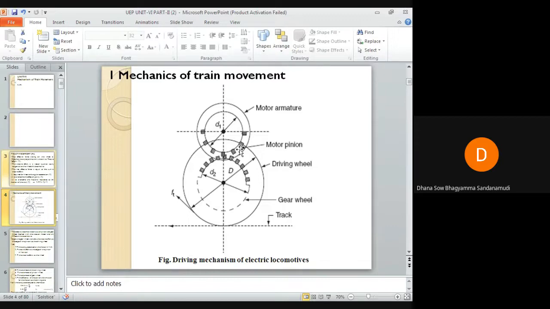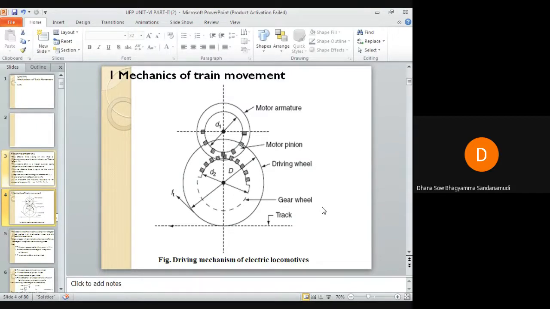So the electric locomotive consists of a pinion and a gear wheel. This is the gear wheel, and this is the pinion. These two are meshed with the traction motor as well as the wheel of the locomotive. This is the pinion and this is the gear wheel. These are meshed with the locomotive wheels.